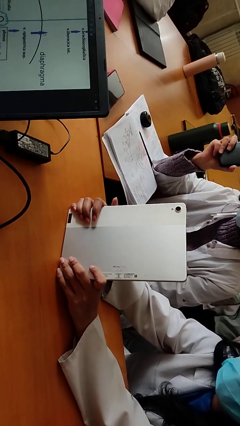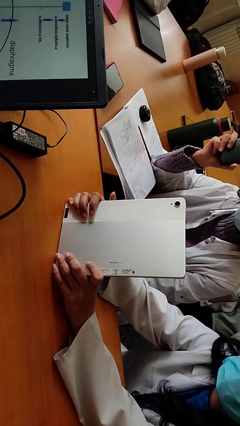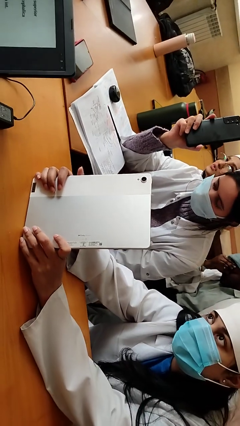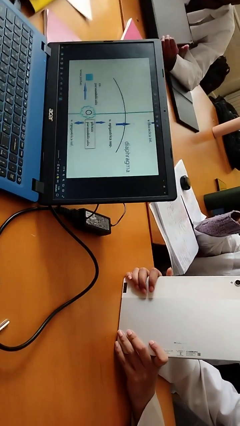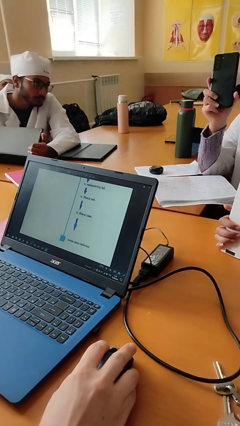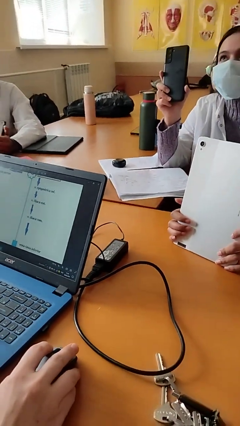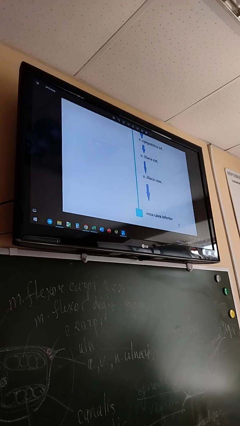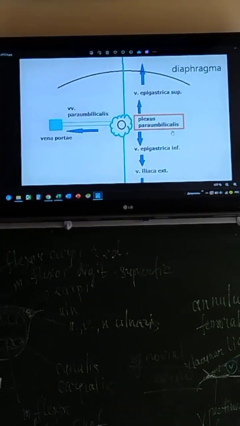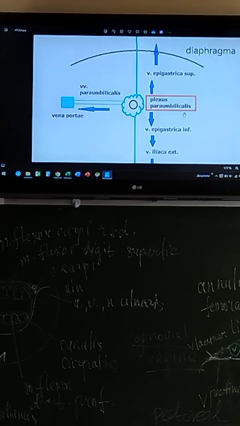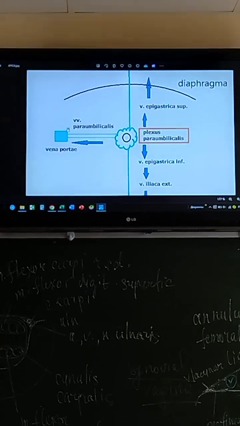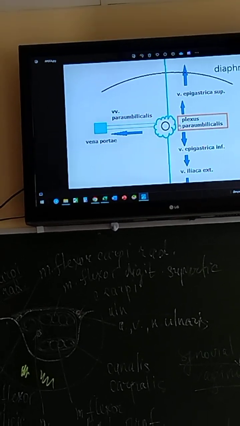The superior epigastric passes through the diaphragm and becomes the internal thoracic, which drains into the brachiocephalic and forms the superior caval vein. The inferior epigastric vein drains into the external iliac, which forms the common iliac and inferior caval. So the blood tries to pass by an alternative reverse pathway through the paraumbilical vein from the portal vein to the paraumbilical plexus.